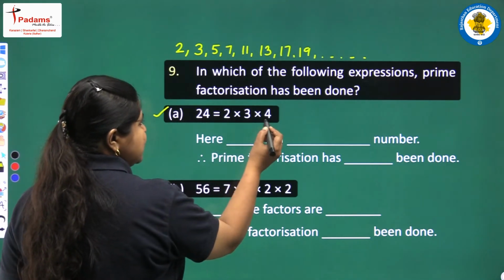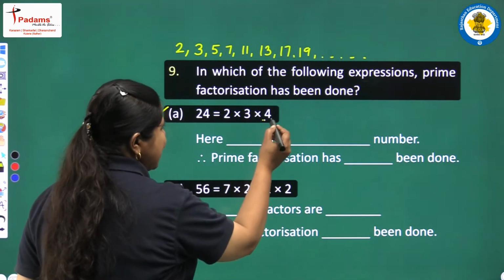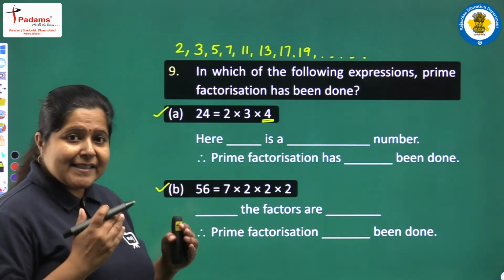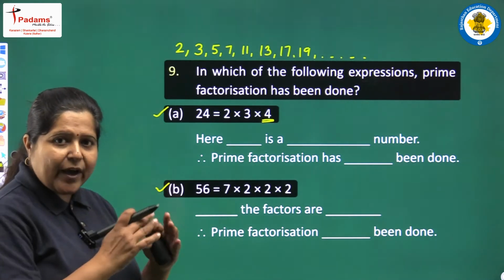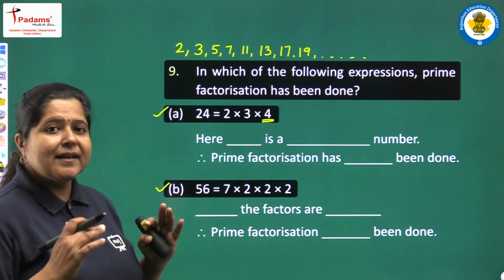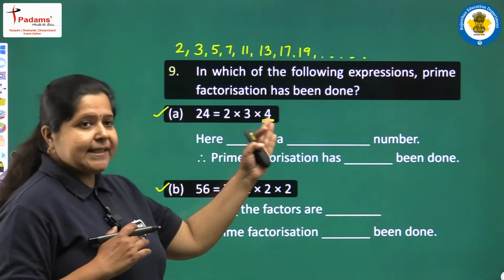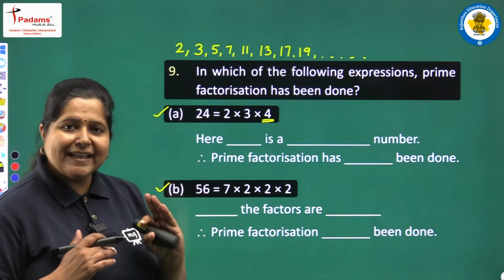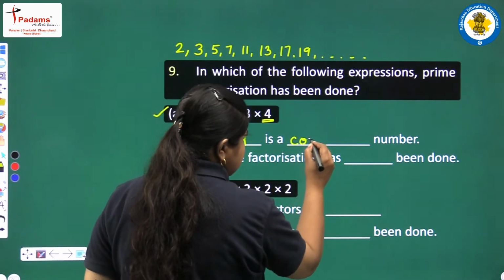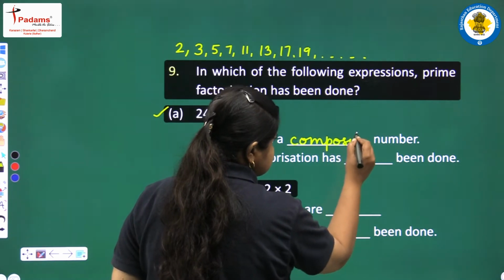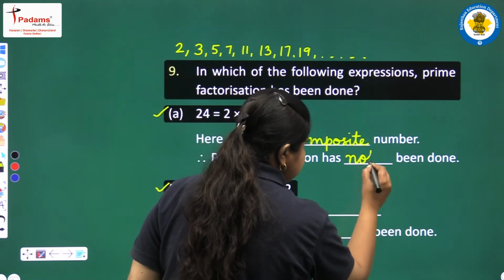24, 2 इंटू 3 इंटू 4, क्या ये तीनों प्राइम नंबर्स हैं? नहीं. आप देखेंगे ये जो 4 है ये तो प्राइम नंबर नहीं है. इसके और भी फैक्टर्स हैं अपने अलावा, 1 4 और 2 भी तो इसका फैक्टर है. इसको आगे और ब्रेकअप किया जा सकता है. तो 4 यहाँ पर कंपोजिट नंबर है, प्राइम नंबर नहीं है, और इसलिए इस फैक्टराइजेशन को हम प्राइम फैक्टराइजेशन नहीं कह सकते. सिंस हियर 4 इज अ कंपोजिट नंबर, therefore prime factorization has not been done here.